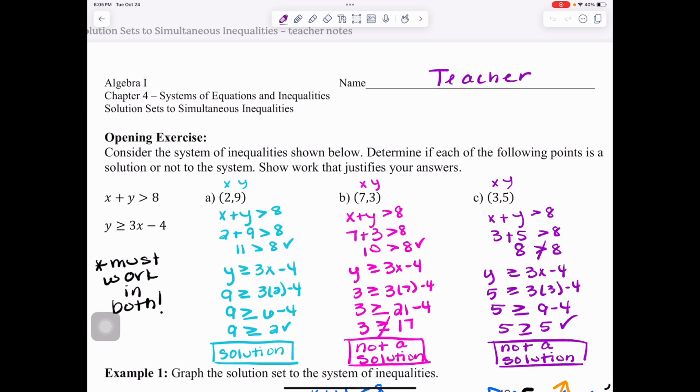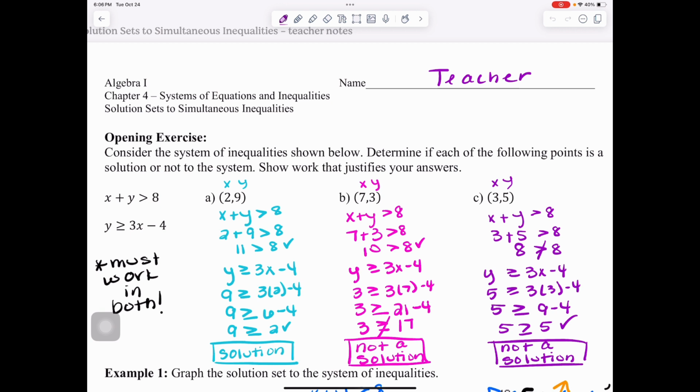So you can see the first one I did was X plus Y is greater than 8. So I plugged in 2 for X, 9 for Y, 11 is greater than 8. Then I plugged in 2 for X again, 9 for Y again in the second inequality. Y is greater than or equal to 3X minus 4. And it turned out to be 9 is greater than or equal to 2. So because it satisfied both inequalities, it is a solution. So you can see I wrote that underneath.